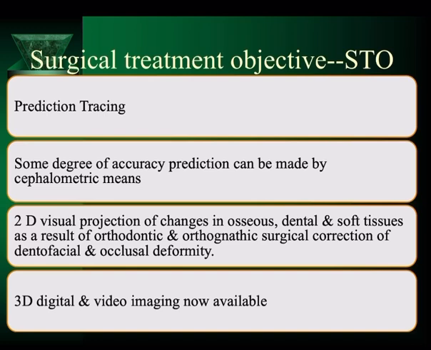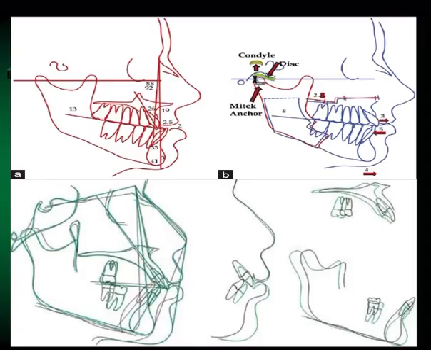The surgical treatment objective or STO, which is a prediction tracing: some degree of accuracy prediction can be made by cephalometric means. A 2D visual projection of changes in osseous, dental and soft tissues as a result of orthodontic and orthodontic surgical correction of dentofacial and occlusal deformity. Nowadays 3D digital and video imaging is also available. This is the STO tracing.